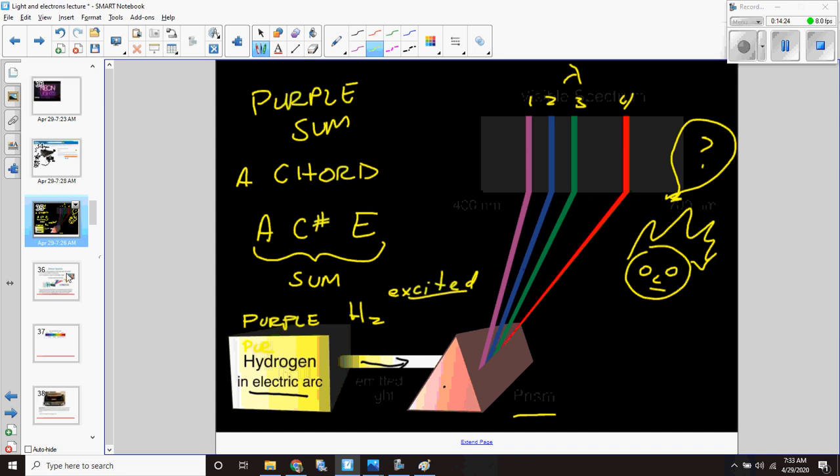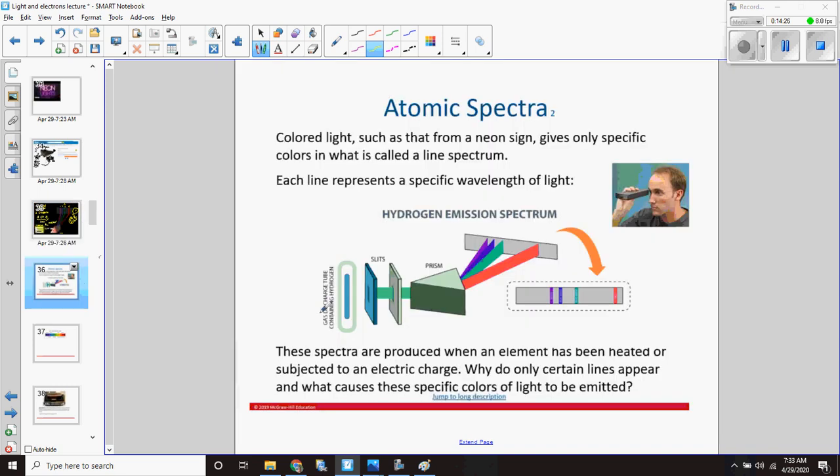Let me just show you a different picture of the same thing. So take your hydrogen light source. Take your hydrogen lamp, pass it through a series of slits, prism, and you get this exact same thing. All right, and here's an example of how you should look through one of these spectroscopes.